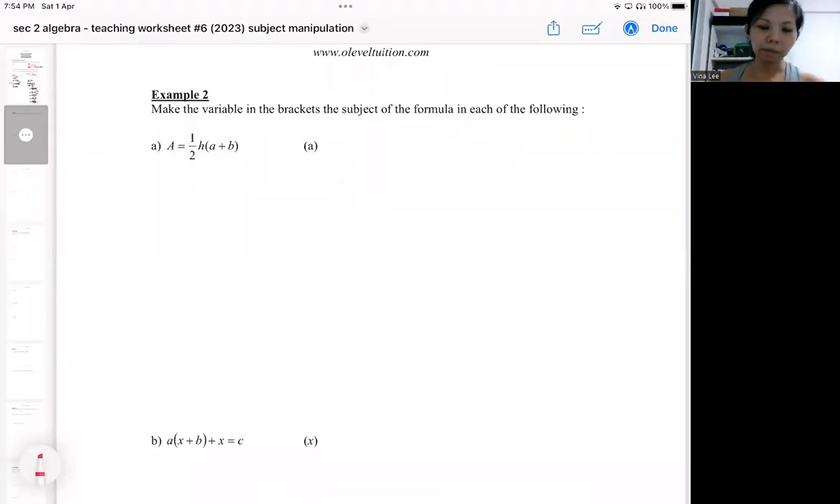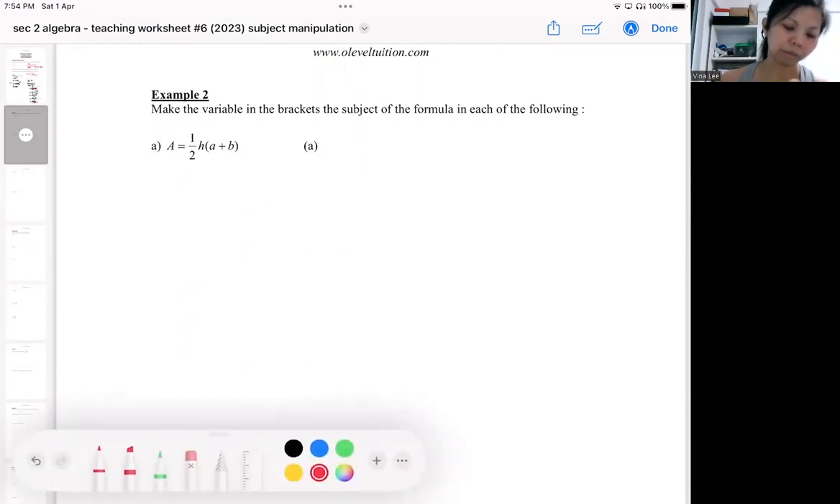Okay, so in this example, we got 4 parts to it. I'm going to show you more technique. And in this example, right, not every question is X as a subject. So you got to be very mindful. So if you read the instruction, make the variable in the bracket the subject. So you got to be aware first.